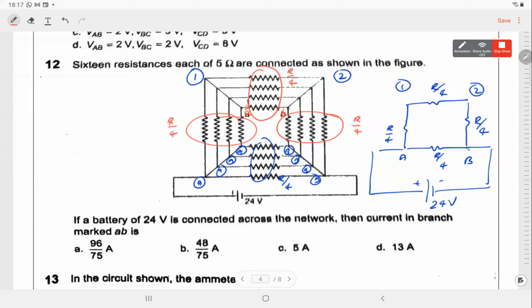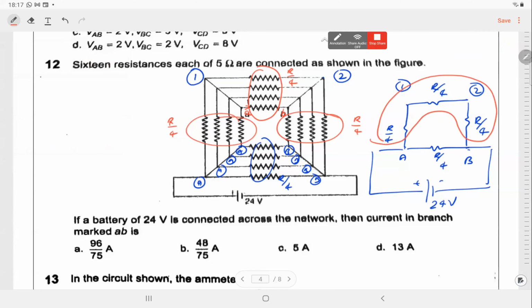Correct? Right. So R by 4, R by 4, and R by 4. I think R is how much? 15. So this will become 5 by 4 into 3. 15 by 4 ohm in the upper branch and 5 by 4 ohm in the lower branch, and these two are in parallel. 1 upon R equivalent is 4 by 15 plus 4 by 5, which becomes 16 by 15. It is 1 upon R equivalent. So R equivalent is 15 by 16 ohm.